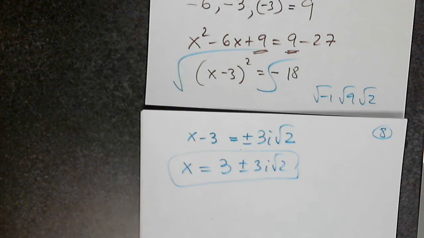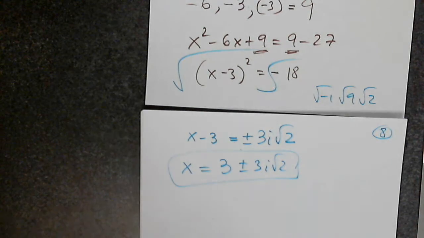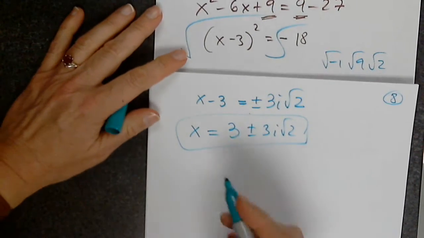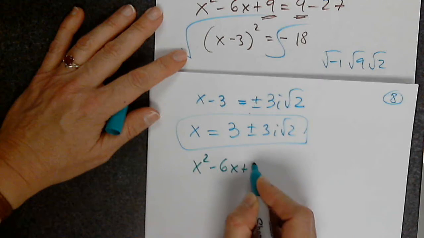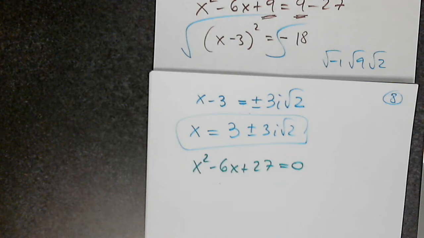Let's practice the quadratic formula. Give me another equation or the same one. Do you want to solve the same one? Yeah, let's solve the same one. So x squared minus 6x plus 27 equals 0. We want to solve the same equation, but this time the requirement is to use the quadratic formula.